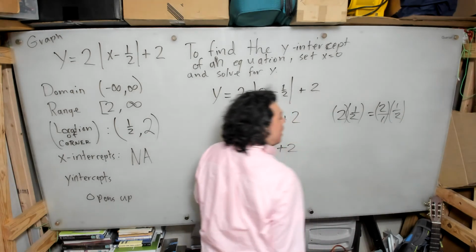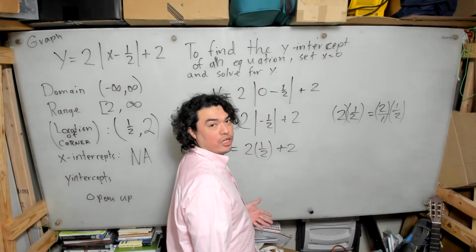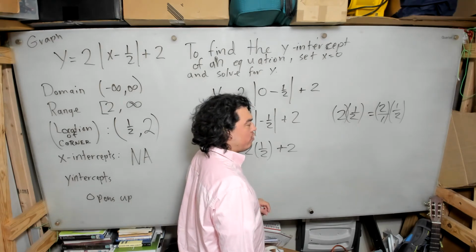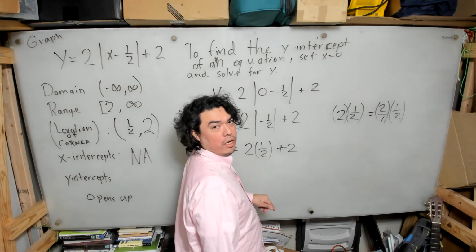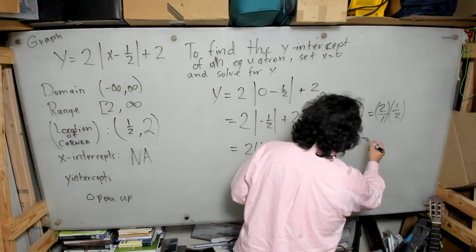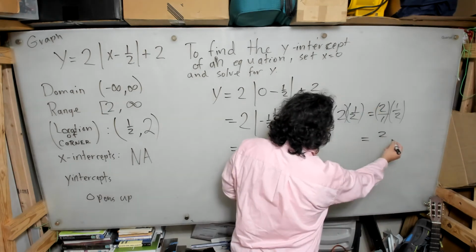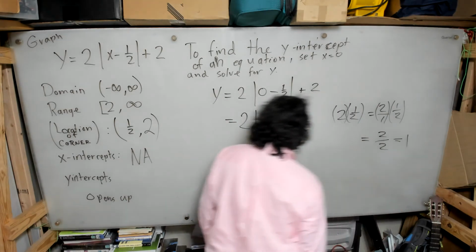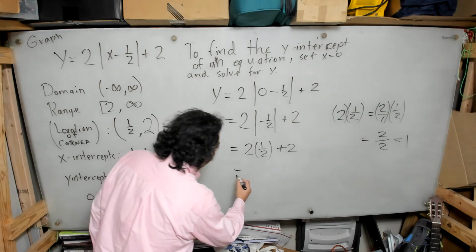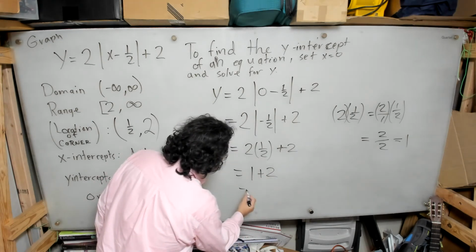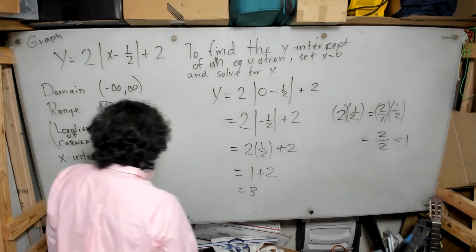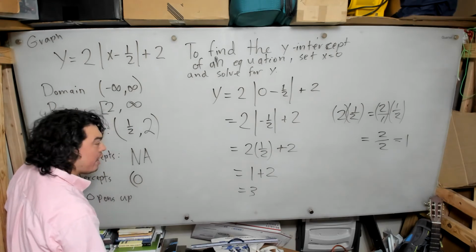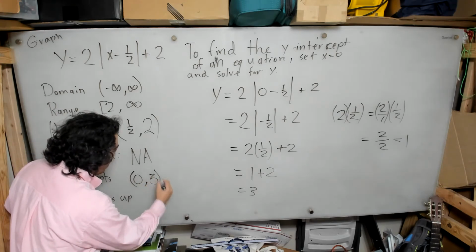Now, do I know how to multiply 2 fractions? I do. The product of 2 fractions is the fraction whose numerator is the product of the numerators of the fractions being multiplied, and whose denominator is the product of the denominators. So here, 2 times 1 is 2, and 1 times 2 is 2. And what's 2 over 2? That's just 1. So I come back here and say, aha, this is going to be 1 plus 2. What is that? That's 3. So I can come over to my list of necessities, and for the y-intercept, I have (0, 3). Okay?